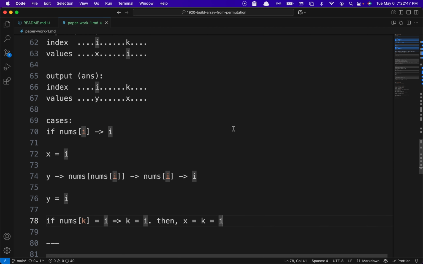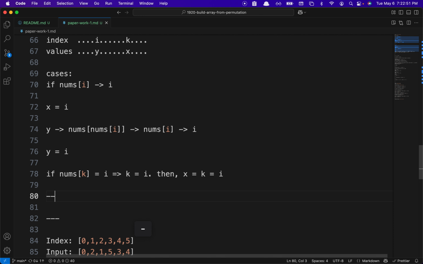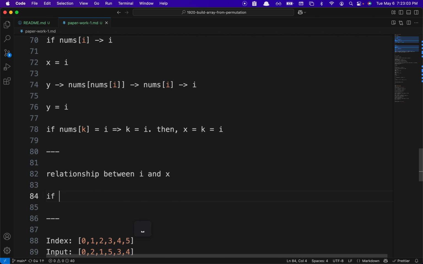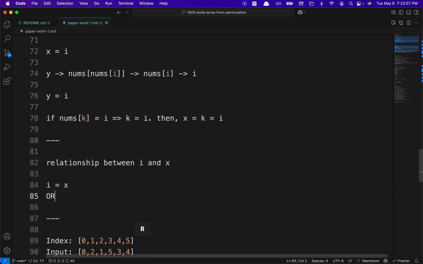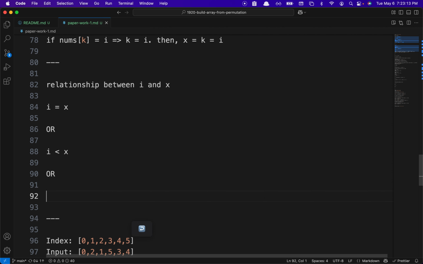If nums of I is I, basically I and X are same. So you need to look at if I and X are same, the relationship between I and X. It can be only these: I is equal to X or I is less than X or I is greater than X. Right?